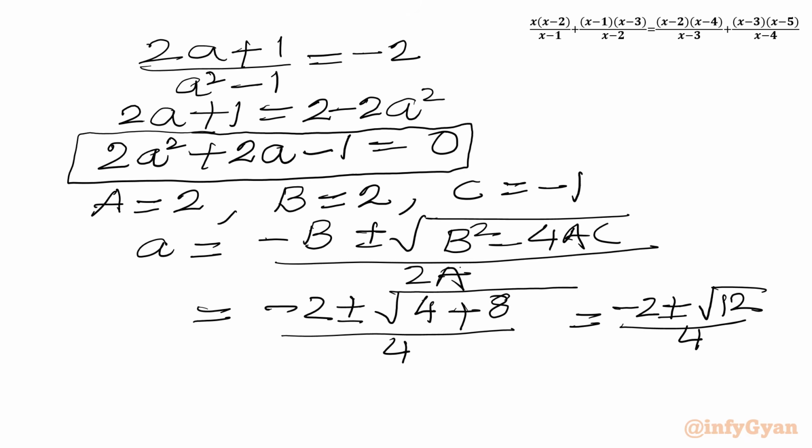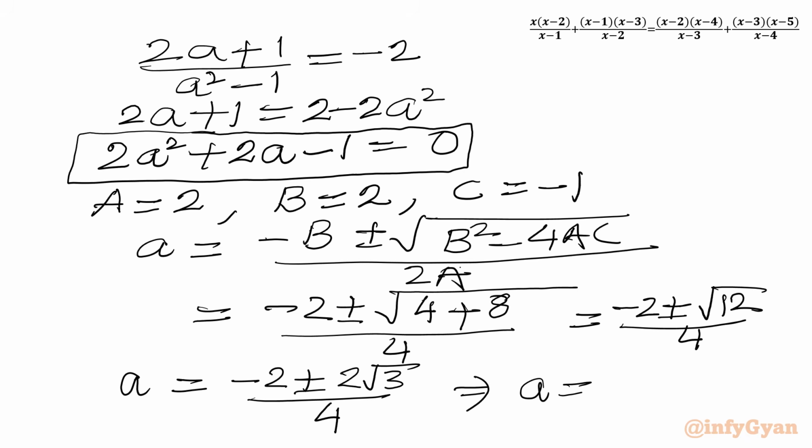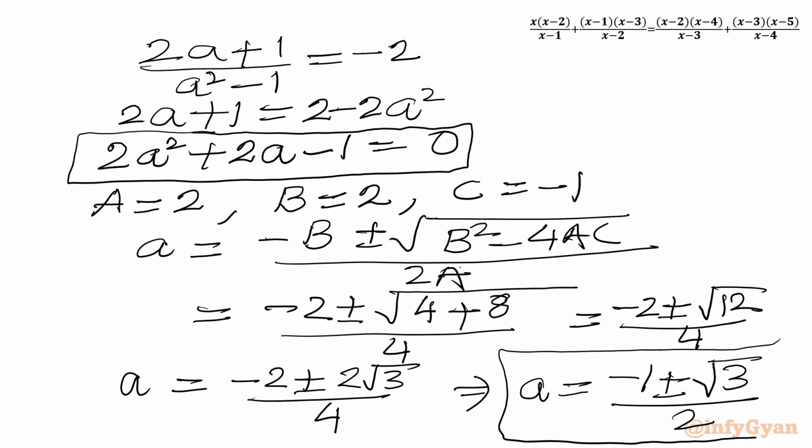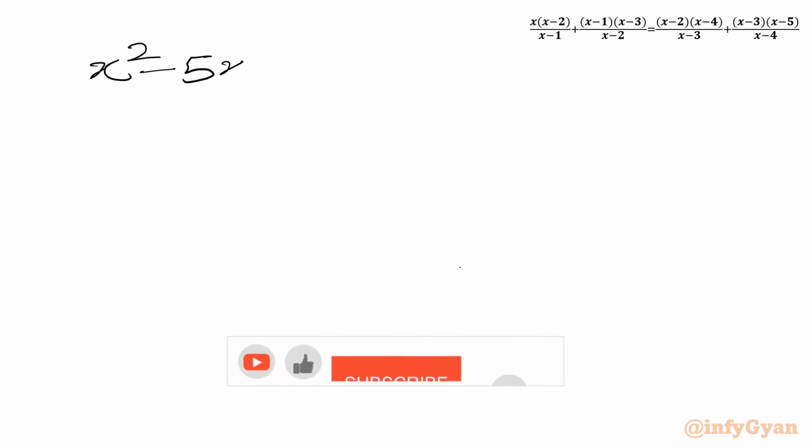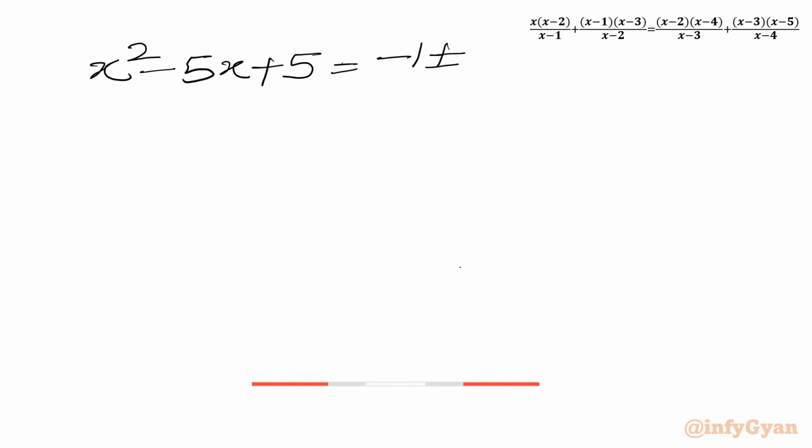Square root 12 is 2 root 3. So we will get a equal to minus 2 plus minus 2 square root 3 over 4, or we can write a will be equal to minus 1 plus minus square root 3 over 2. Now we have a, and a was our substitution. x square minus 5x plus 5 we will write over here. x square minus 5x plus 5 equal to minus 1 plus minus square root 3 over 2.